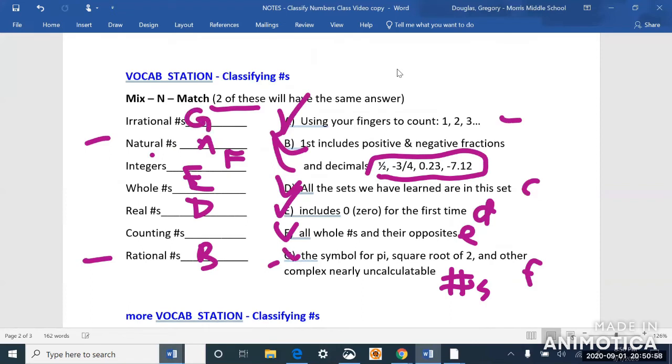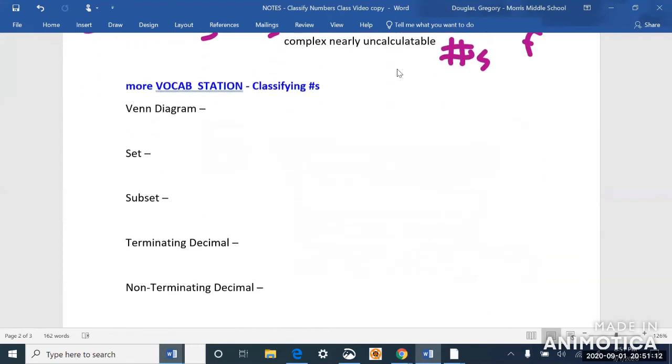Well, G, Mr. Douglas, I have one left over. Well, that's why it said 2 of these will be used twice. So natural numbers is the same as counting numbers. It's going to be the same answer, A. And using your fingers to count, 1, 2, 3, okay? All right. Here's a few words just to mention briefly. You can write your own version in there. I mentioned Venn diagram.